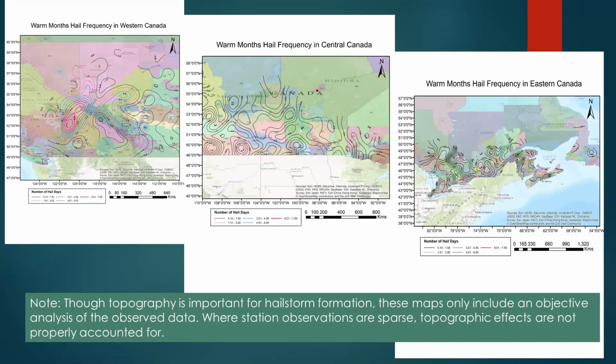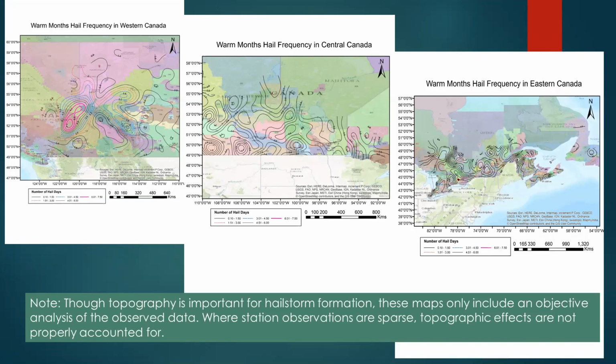So here in the middle map, we have Central Canada. There still seem to be a lot of contours there. The values of the contours tend to be a lot less than out west, but you're still seeing some areas of higher and lesser hail frequencies. And this is mainly as a result of topographic differences. And then finally, towards the right, we have warm months hail frequencies in Eastern Canada. There is an area of higher frequencies up in central Quebec here, central west Quebec. Generally speaking, these values compared to the rest of the country are relatively low.